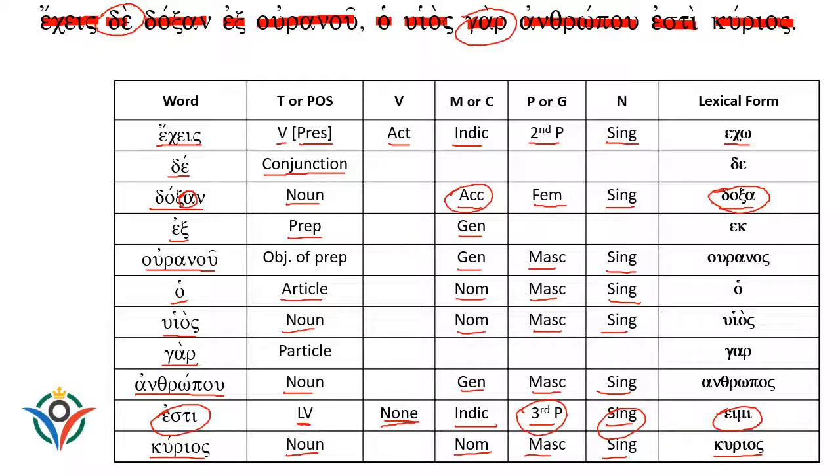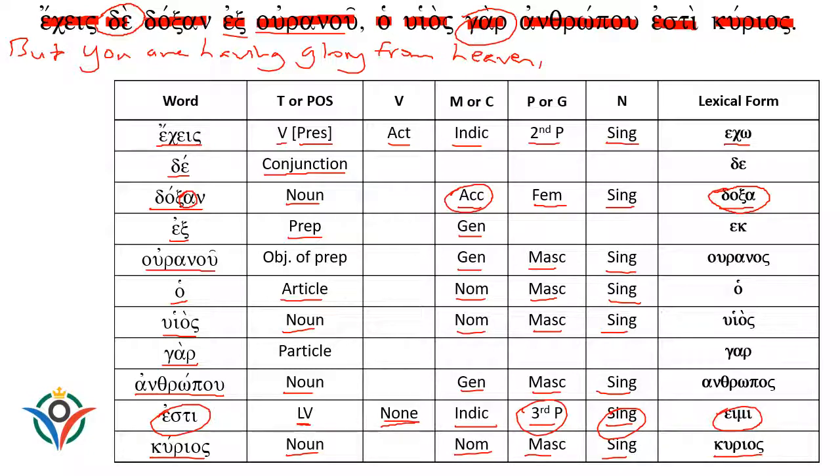Right, so let's do some translation together here. So we have de, which we will translate as but. All right, so but. Echeis, all right, so it's second person singular. So but you are having, what are you having? Doxan, glory. Ex ouranou, glory from heaven.